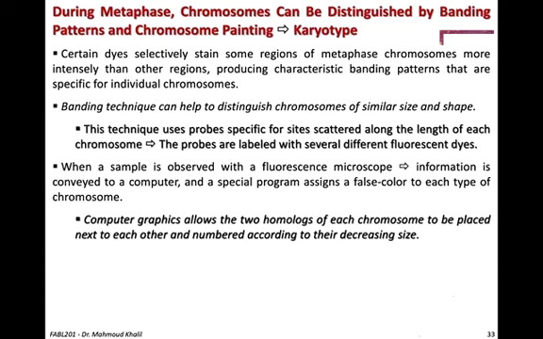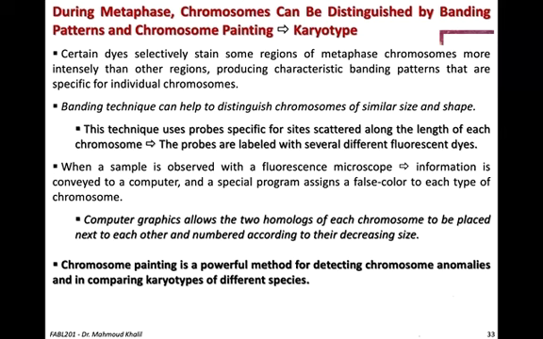They label the different chromosomes with a fluorescent dye that they detect with a fluorescence microscope, and then we do some graphics and put color on the chromosomes, identifying the number of chromosomes and their similarities and sizes in order to develop a karyotype for each individual. This chromosome painting is a powerful method for detecting chromosomal abnormalities and also for comparing the karyotypes of different species.